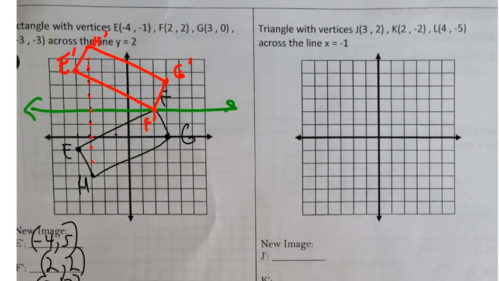Okay, last one of these. This time we're going to be going across an x equals line. So 3, 2. 1, 2, 3. This is good practice for plotting points. J. 2, -2. Down here. That's K. And then L is at 4, -5. 1, 2, 3, 4, 5. Okay? And that's L. And there's my triangle right there.